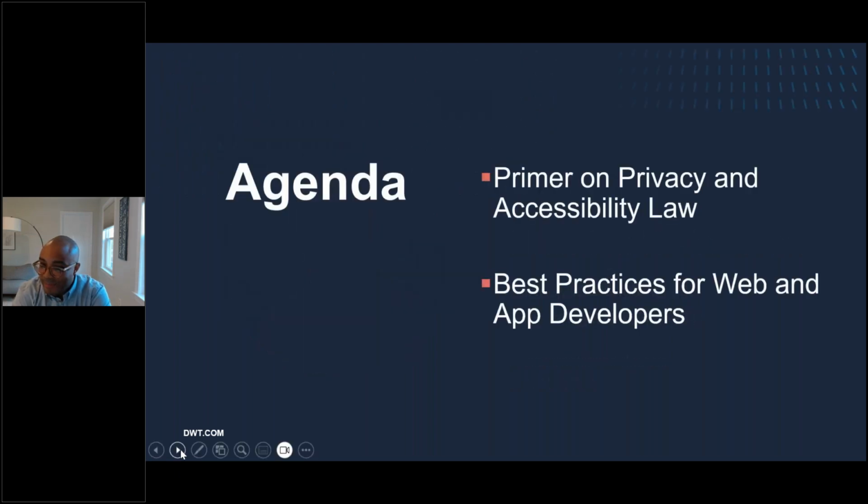So as any good attorney, I like to set the agenda for the presentation. We'll start with an overview of key authorities, considerations, and requirements in privacy and accessibility law that are relevant to web and app development. And then we'll move into a discussion of certain best practices and tips for ensuring compliance and general good user experience as relates to these two issues.